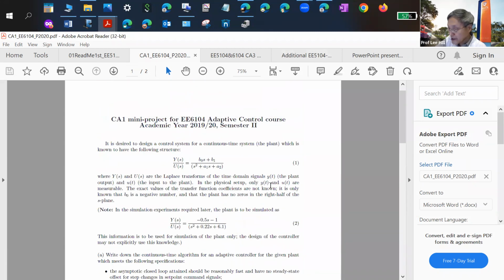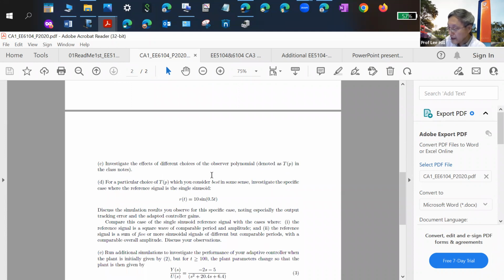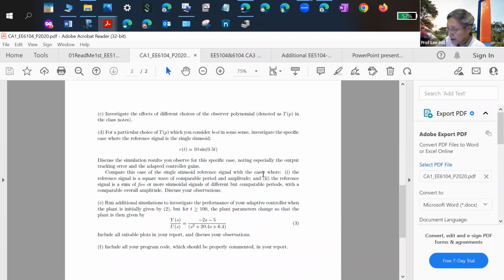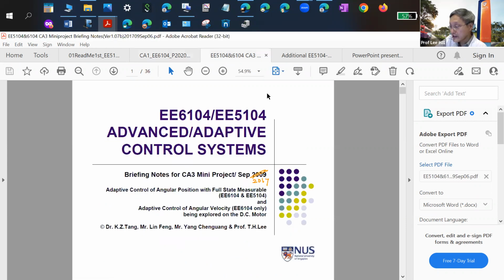5104 has some similarities, but 5104, if I remember correctly, would just stop at part D. But I want the 6104 people to investigate more. And in this investigation, it's not just a question of doing more work, but you should think about the theoretical underpinnings of this work and the implications of this work. So for 6104, I push you deeper. I want you to tell me much more about what's happening. So this is a sample. This is not yours. Later on, nearer the time, I will upload your actual CA1 requirements.